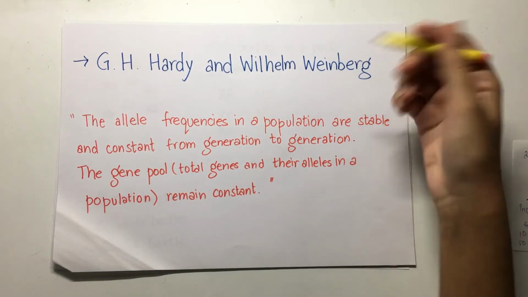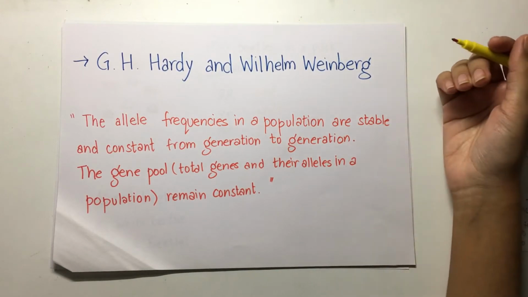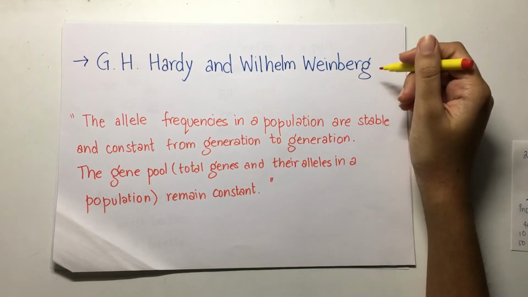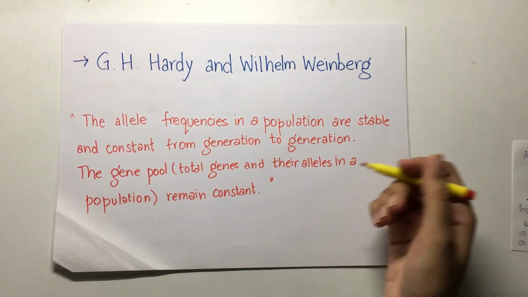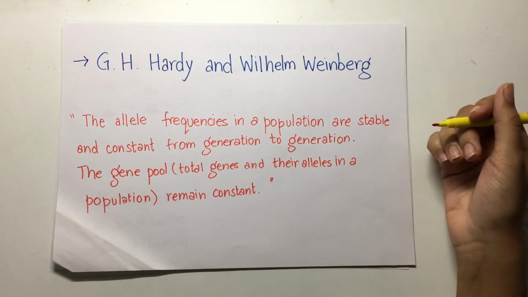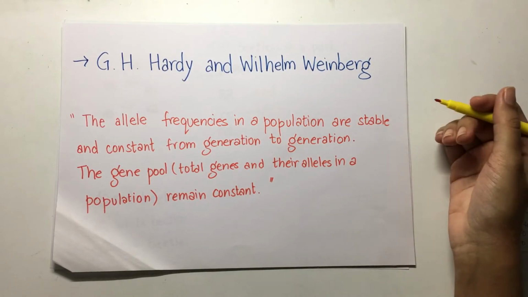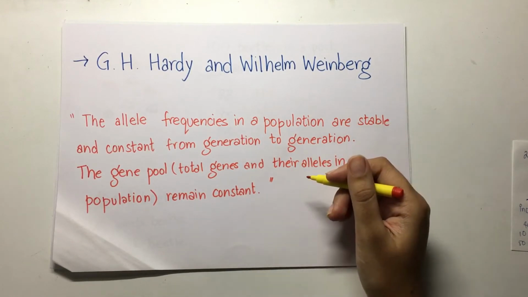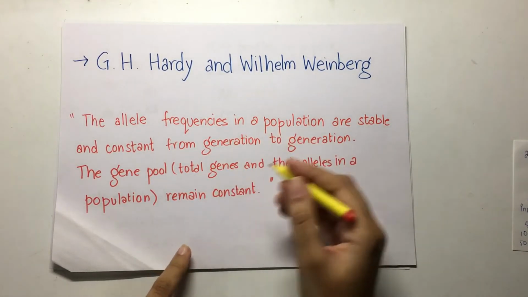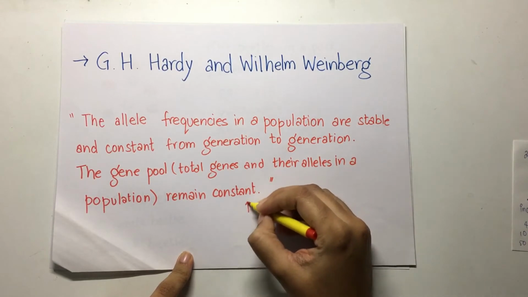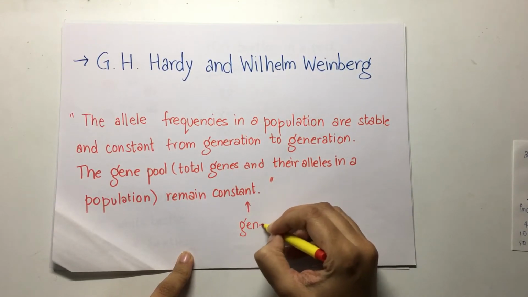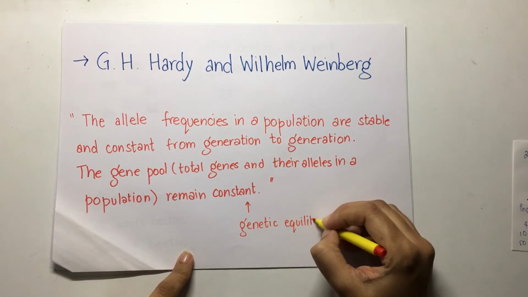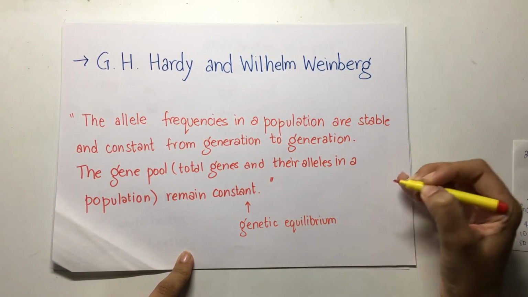Okay, so this principle was given by the British mathematician G.H. Hardy and German physician Wilhelm Weinberg. The principle basically says that the allele frequencies in a population are stable and constant from generation to generation, and the gene pool remains constant. This is applicable when there is genetic equilibrium, that is, when the population under study is not evolving.